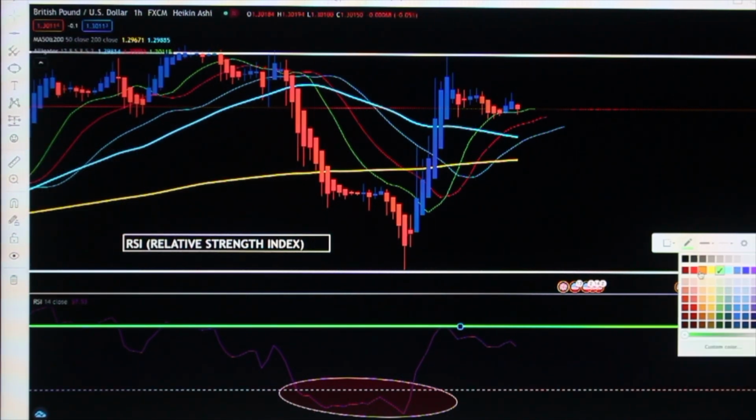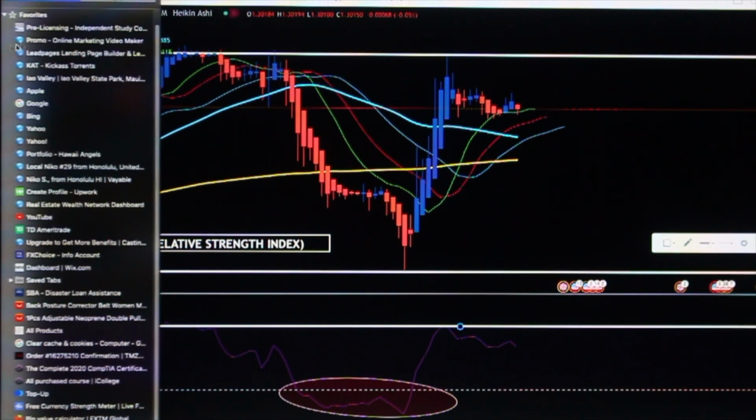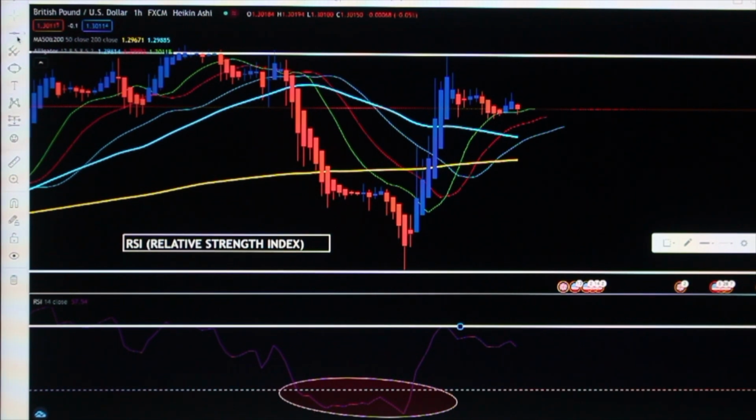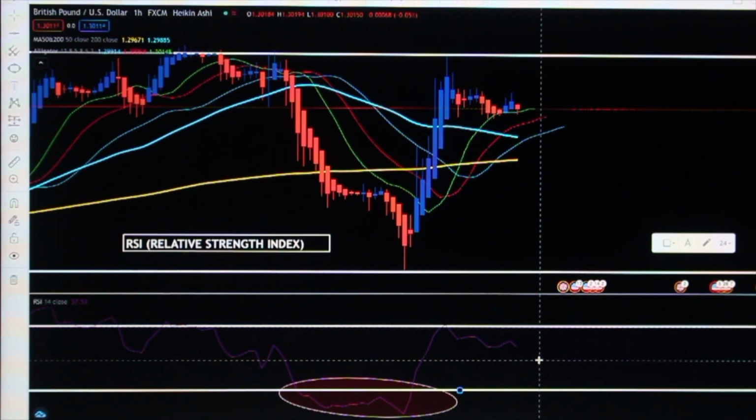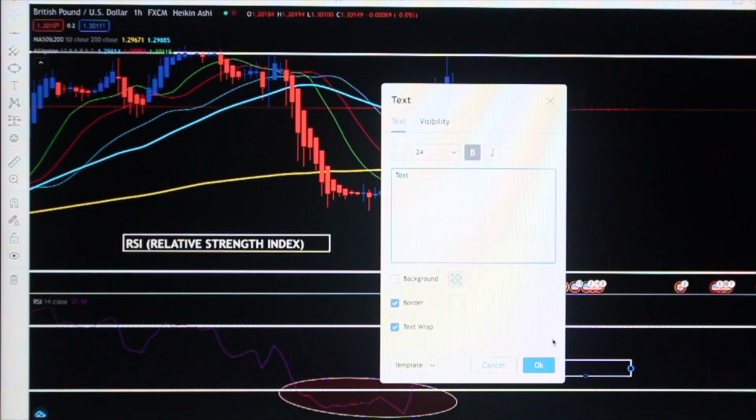So if you're just going to base your predictions and your strategies just on RSI, I don't recommend it. But it is a great tool to smash these big gains when you utilize it correctly. Now, let's go ahead and talk about it.